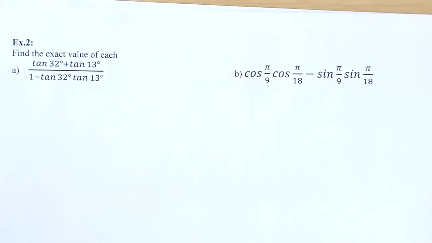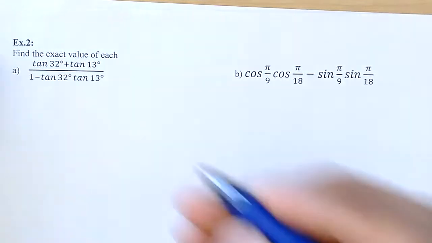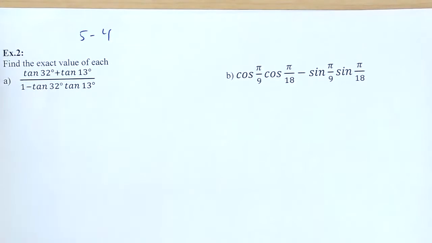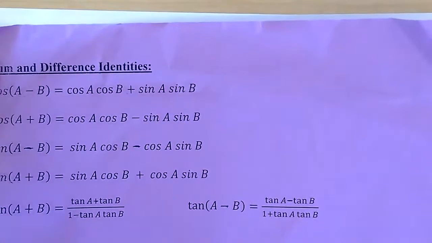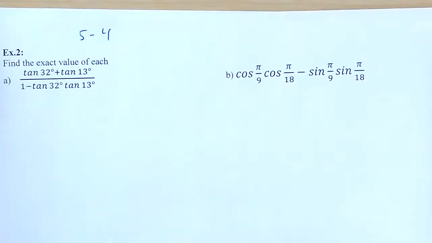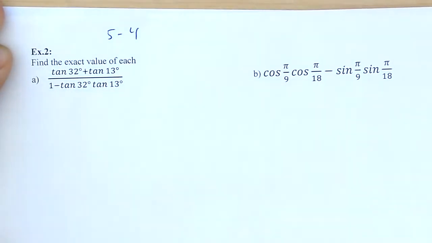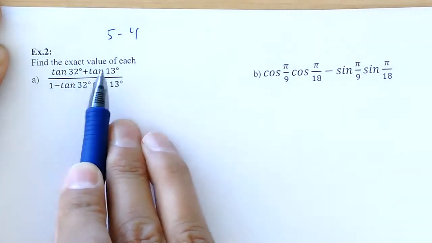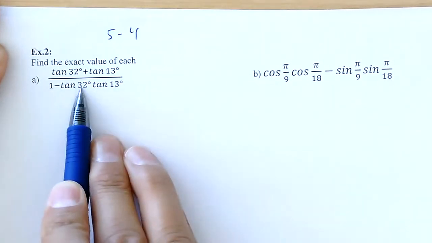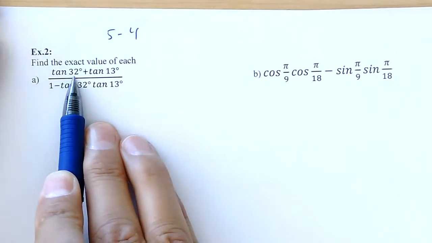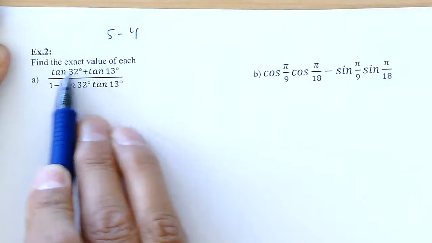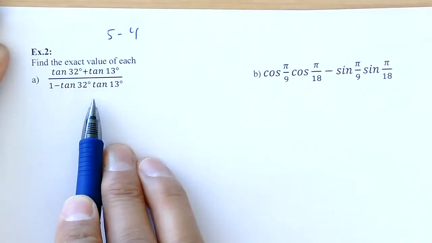Okay, so this is 5.4, and this is part 2 of the video. So now that we have memorized the formulas, they're right here. When we're asked to find the exact value of this, that's not a special triangle, and neither is that one. I can't calculate the tangent of 32 without a calculator. But if I look at this, it kind of reminds me of one of the formulas.